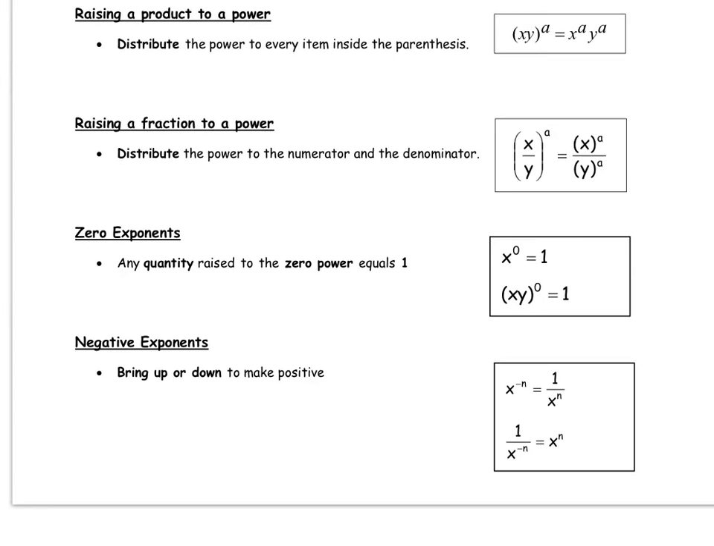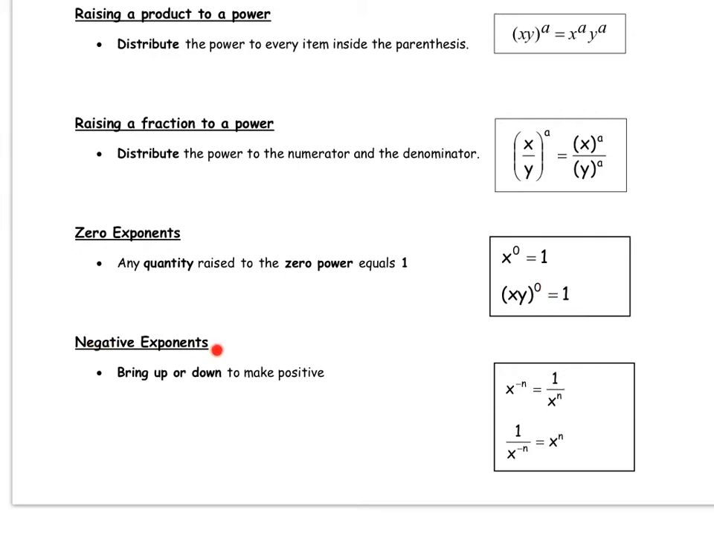Okay, so now we talk about zero exponents and negative exponents. Zero exponents, very simple. Any quantity raised to the zero power equals 1. Whether that quantity is one thing raised to the zero power or one whole thing in parentheses raised to the zero power, they're both 1.